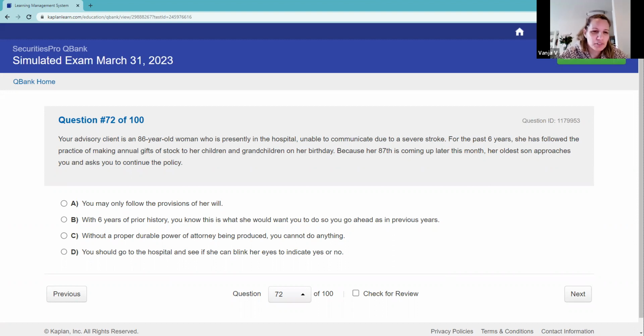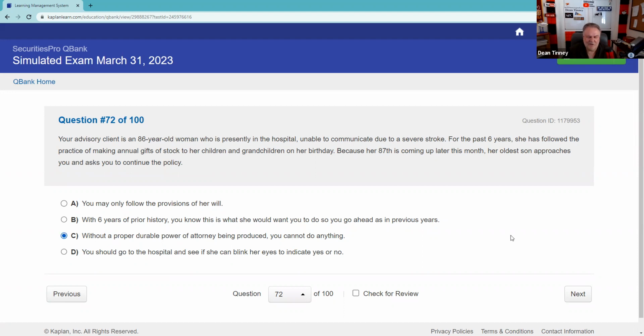You may only follow the provision of her will. With 6 years of provision, this is what she would want you to do. So no, without a proper durable power of attorney, you cannot do anything. And the will, she hasn't died yet, so we're not executors of the will. You should go to the hospital and see if she can blink her eyes. Blink once for yes. We're going with without a proper durable power of attorney.